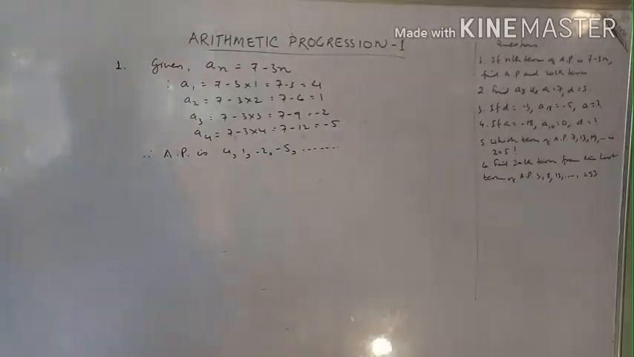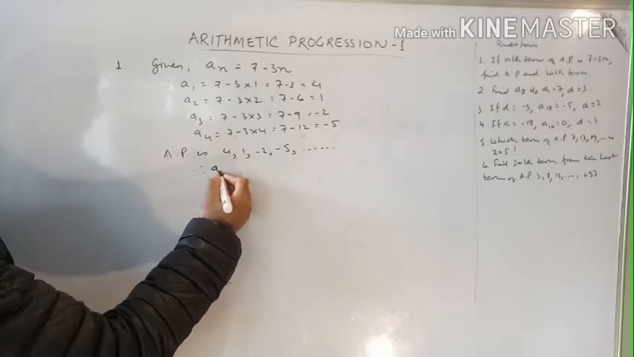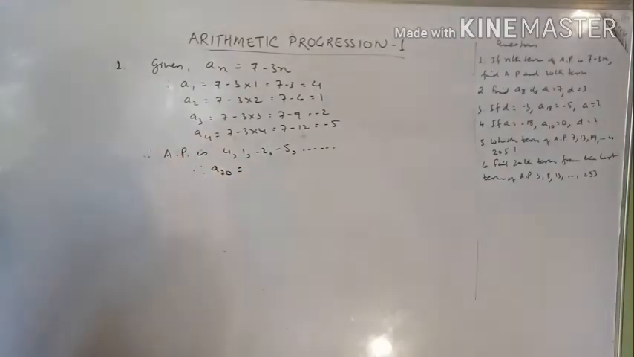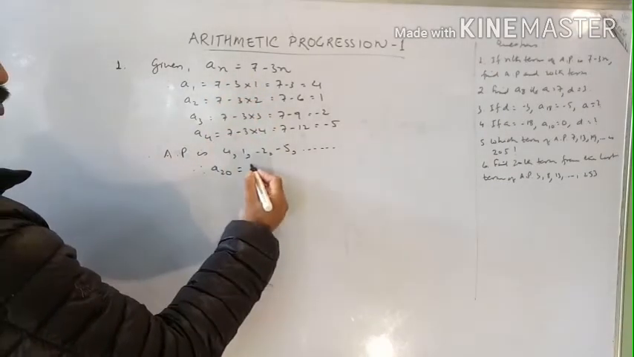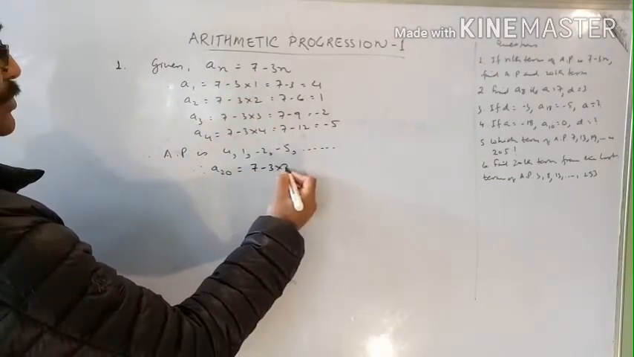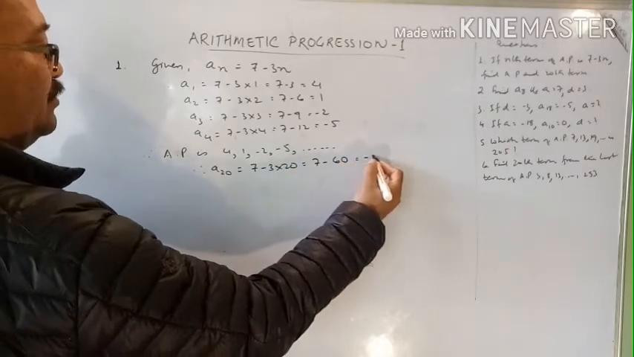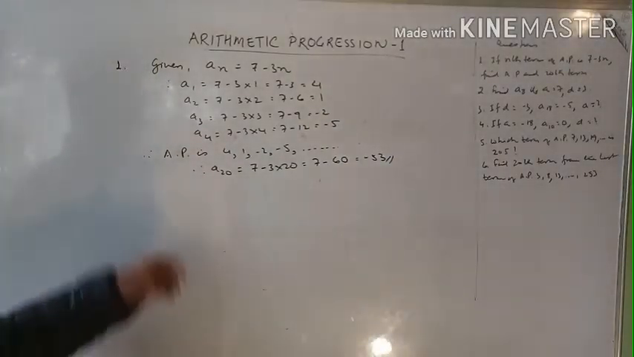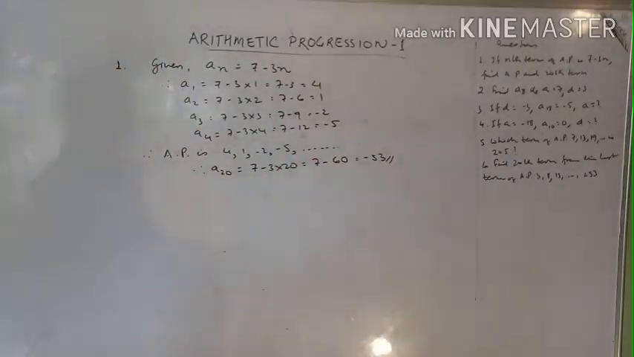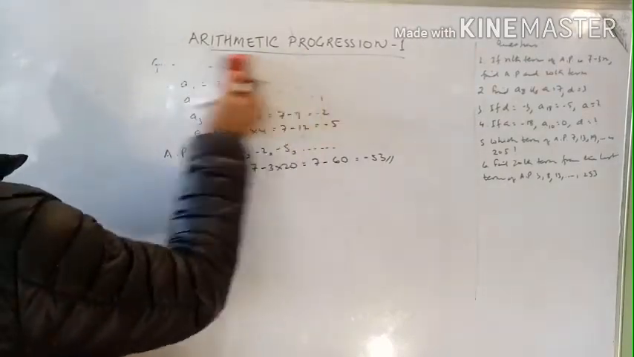Now the question says find the 20th term also. So the 20th term means A20. So A20 means put n equal to 20. So 7 minus 3 into 20. So 7 minus 60, and that is minus 53. So this is the 20th term. If you know the nth term, then you can find any term. Now let's take question number 2.